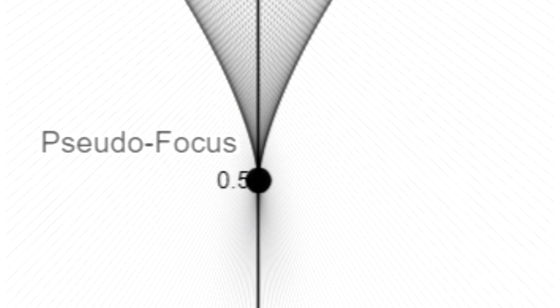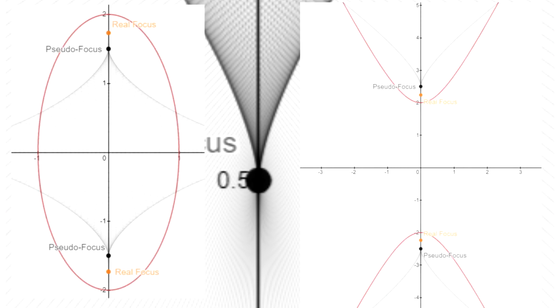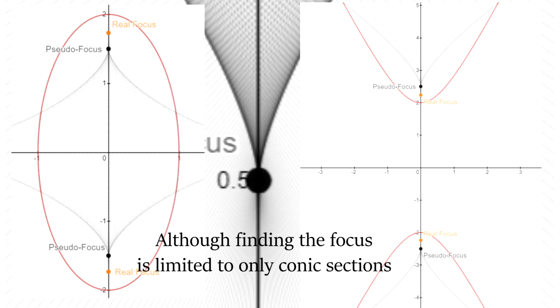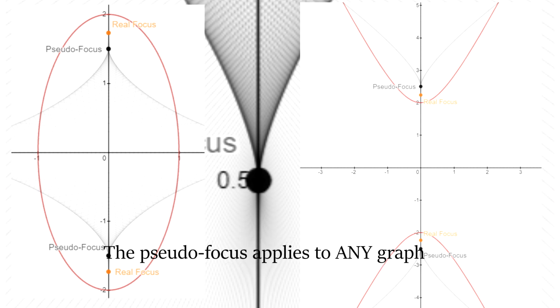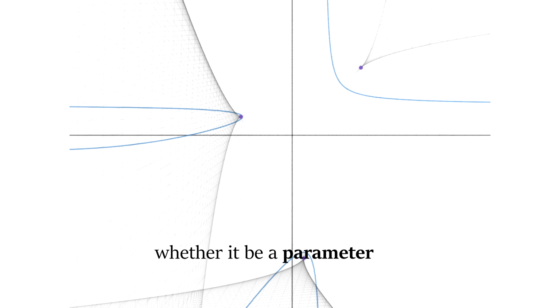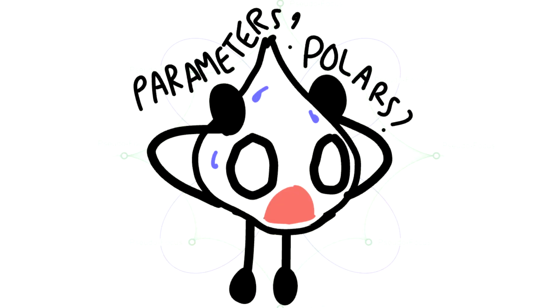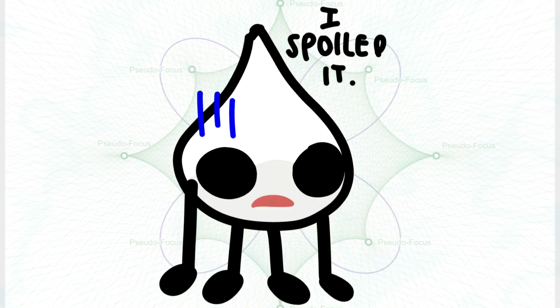This makes it the focus that is fake, therefore forming the name pseudo-focus. And tell you what, the pseudo-focus also differs from the focus of a hyperbola and the ellipse, but exclusively not the circle. Though finding the focus is limited to only conic sections, the pseudo-focus applies to any graph, whether it be a function, a parameter, or a polar coordinate. Wait, did I just include parameters and polar coordinates? Oh shoot, I spoiled it.